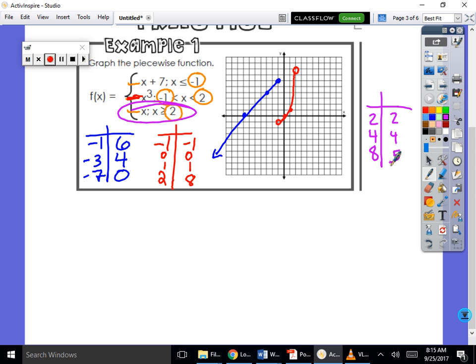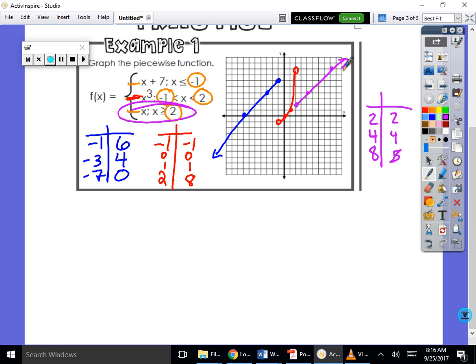2, 2. 2, 2 is closed. 4, 4. And 8, 8. Sorry, that was supposed to be an 8, whoever thought that. It wasn't supposed to be a 5. I don't know what I was doing. Okay, so it looks like that. Cool? Feeling good about this?